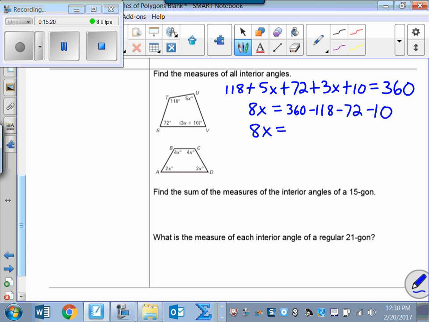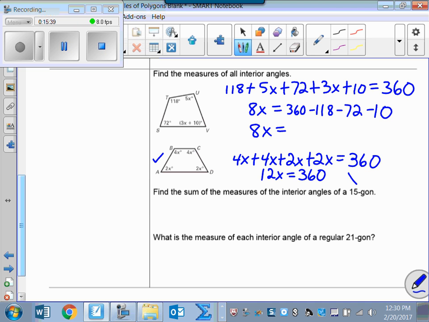All right, and then this one here, it's a quadrilateral once again, so we got 4x plus 4x plus 2x plus 2x equals 360. So 12x equals 360. So this one's easy. X is going to be 30. So that means these two base angles are 60 degrees each. And these two angles here are 120 each.